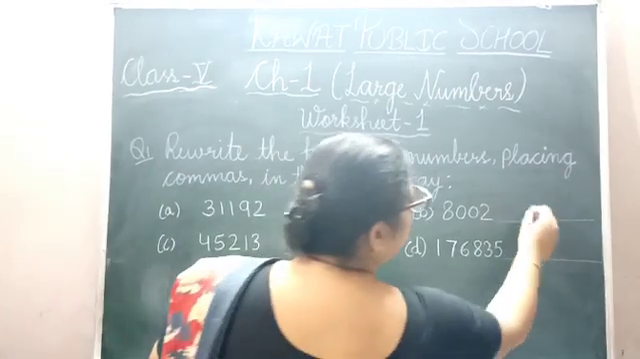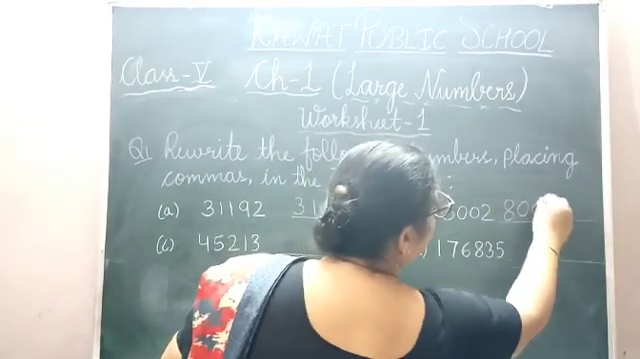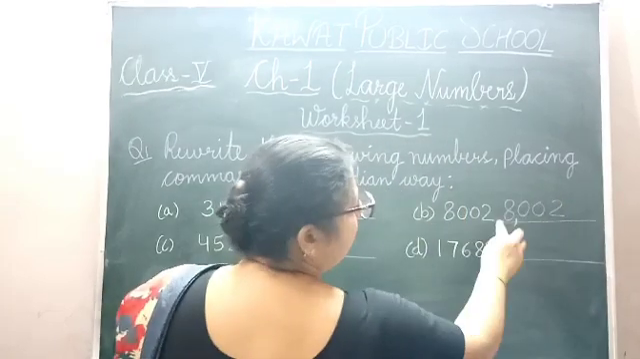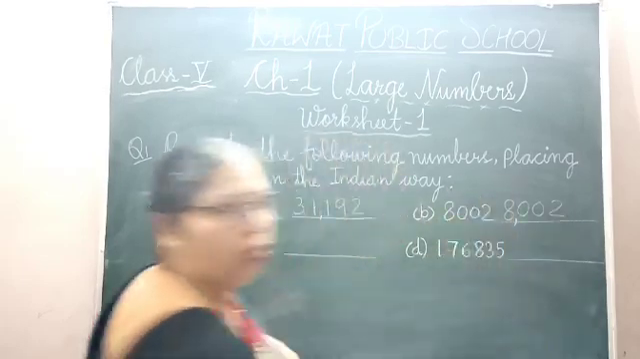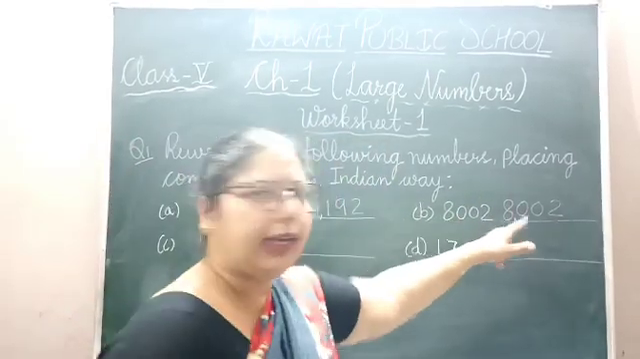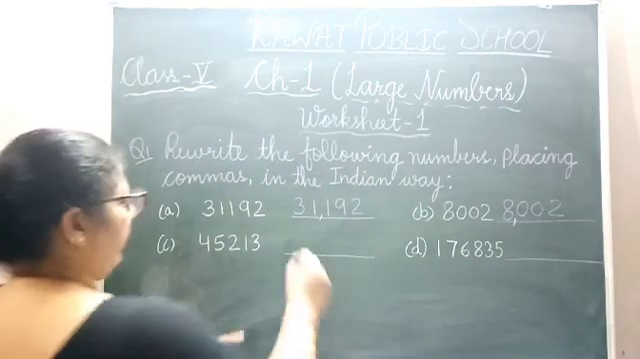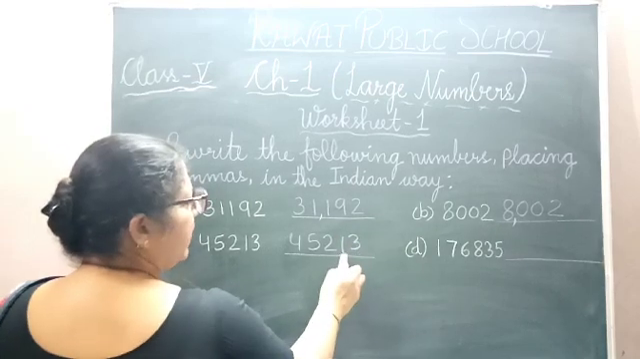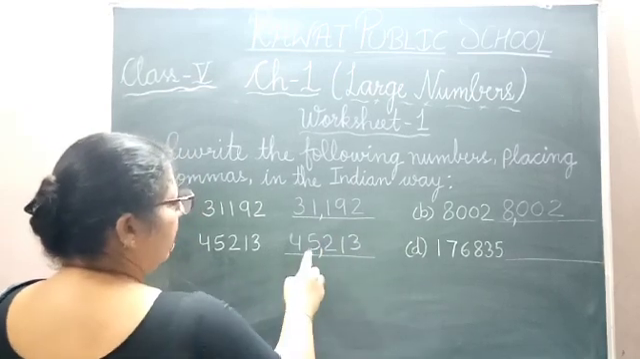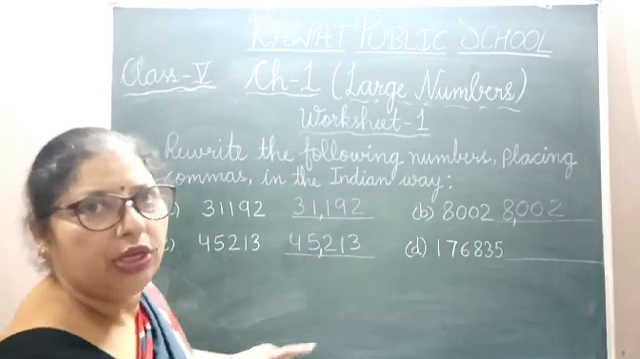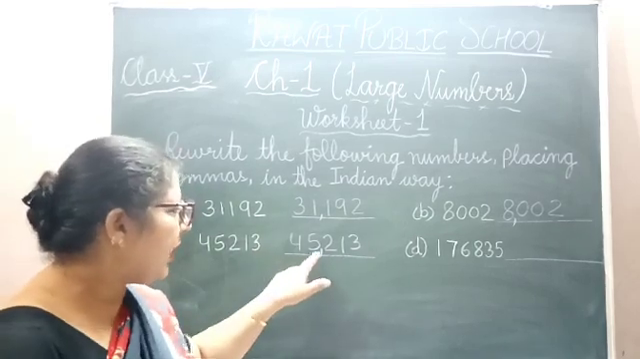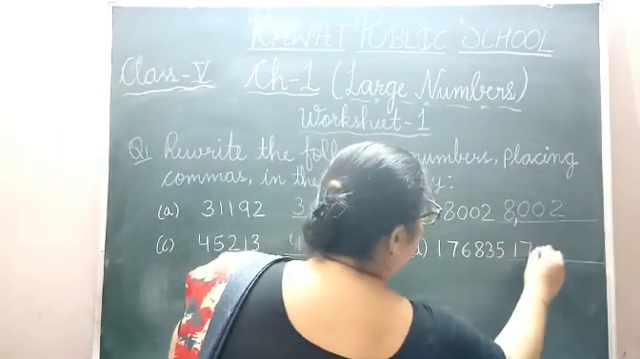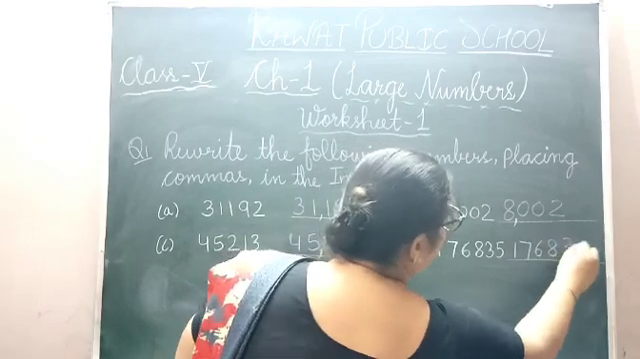Next is B, write down 8002. So ones, tens, 100, then comma, then 1000. This number is 8002. So put the comma after 8. So next is 4, 5, 2, 1, 3. So ones, tens, 100, then put comma, 1000 and 10,000. So this number is 45,230.